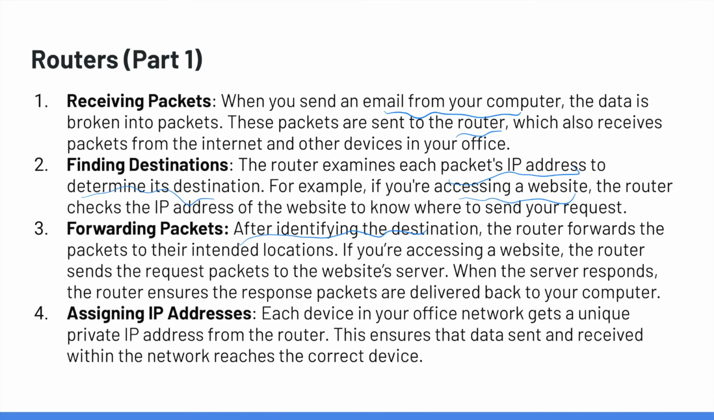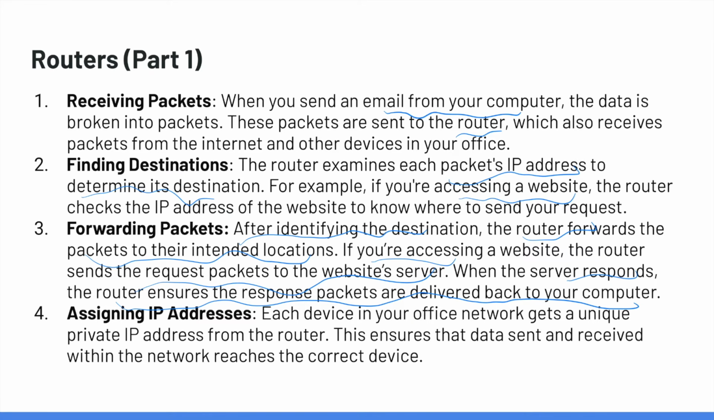After identifying the destination, the router forwards the packets to their intended location. If you're accessing a website, the router sends the request packets to the website server. The server responds. The router ensures that the response packets are delivered back to your computer. So the router is not only facilitating you sending a request to the website or sending data packets of an email to whatever email service you're using, but also when that website or a server responds, or even when another computer on a network responds, the data packets that make up that response are delivered back to your computer via the router.